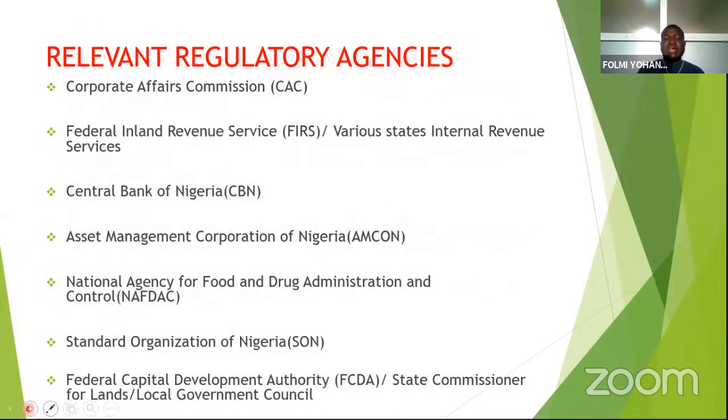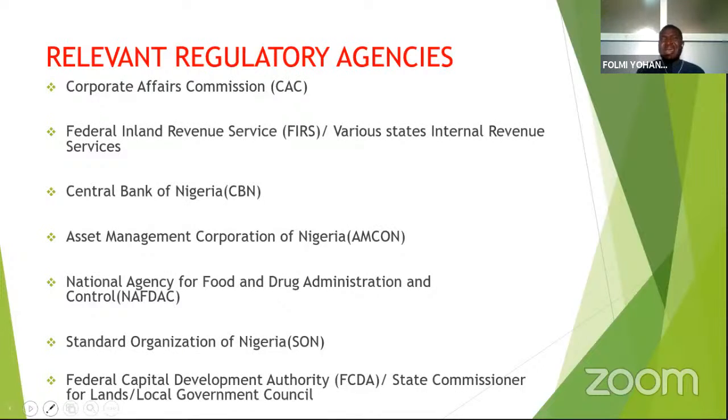Then we have the Federal Inland Revenue Service. We look at that subsequently in detail. We have the Central Bank of Nigeria. We all know that the Central Bank of Nigeria is the bank of bankers. It's the bank of last resort in Nigeria. It's the apex bank. It was established by the 1915 Act of the CBN, but the current legal framework for the CBN is the 2007 Act.